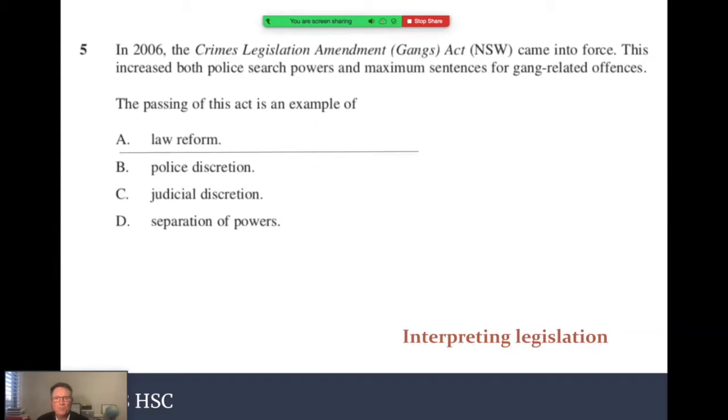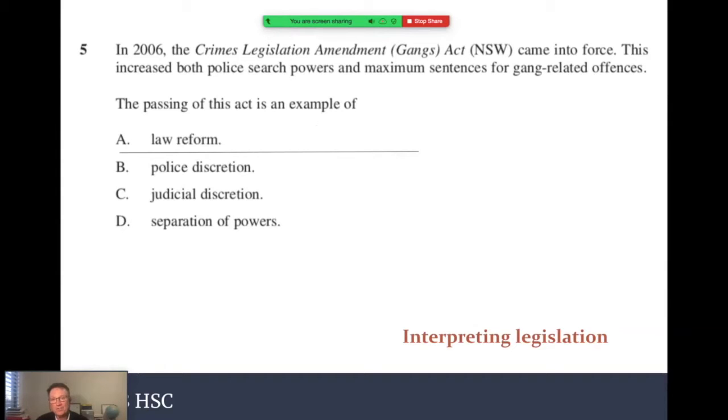In this question, we're required to look at the stimulus and interpret the meaning of the legislation. In 2006, the Crimes Legislation Amendment, Gangs Act, New South Wales came into force. This increased both police search powers and maximum sentences for gang-related offences. The passing of this act is an example of a law reform. So this shows that I can interpret the legislation provided and I can show an understanding of it.